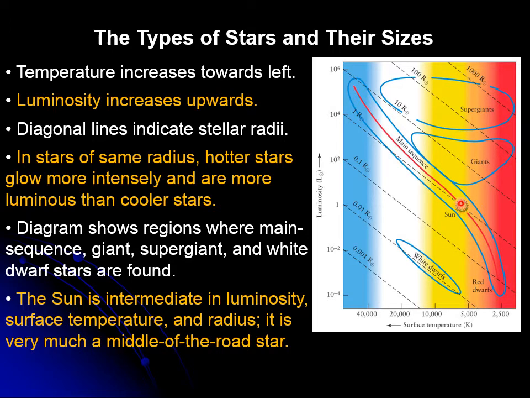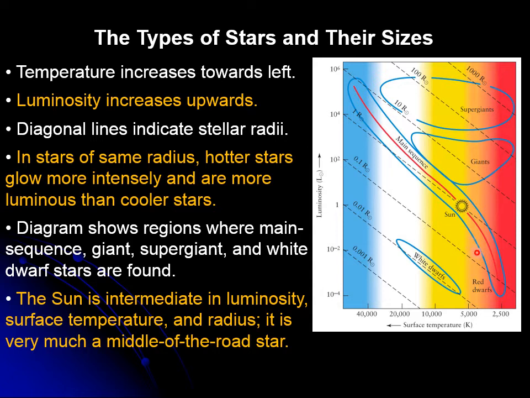And for instance, the giants can be 10 times as large, have a radius 10 times as large as the sun, or 100, and the supergiants can go all the way up to 1,000, whereas the white dwarfs are going to be 1/100th of the radius of the sun.